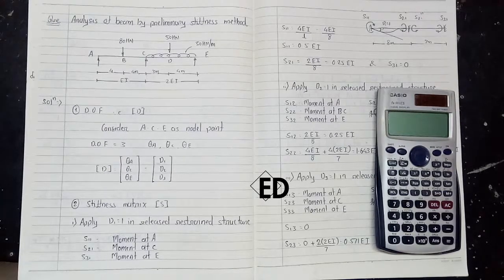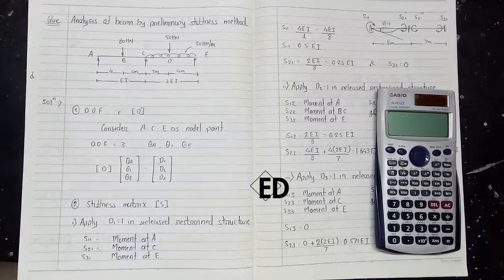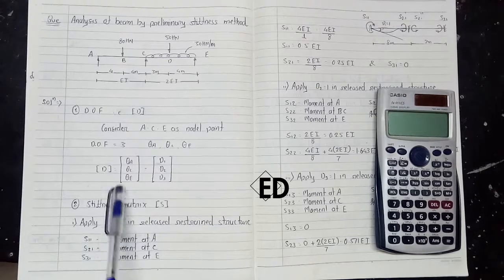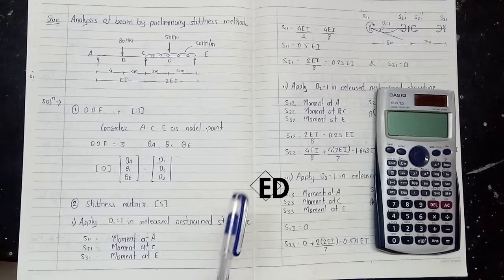Now moving towards our second step, that is the stiffness matrix S. So how to calculate the stiffness matrix? First of all, you have to know how to calculate the stiffness. I gave you the formulas of stiffness in my last video. For details, please see my last video, where I mentioned how to calculate the stiffness. So here we directly calculate this.